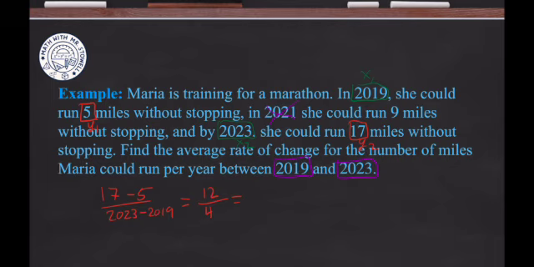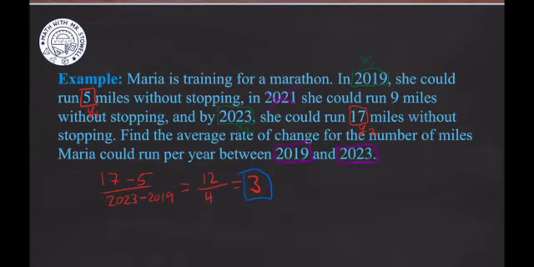Divide. 12 divided by 4 gives us 3. So on average, she should have been able to run 3 extra miles without having to stop every single year. Okay? So that is our average. That answers the question. But I want us to look at what actually happened. Look at reality. See if it actually followed that pattern.